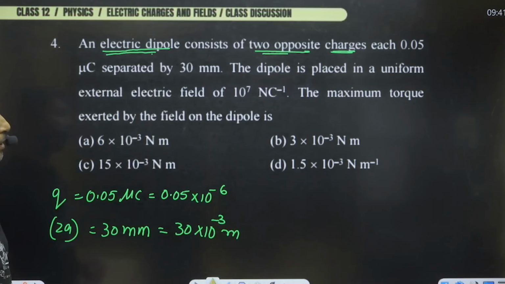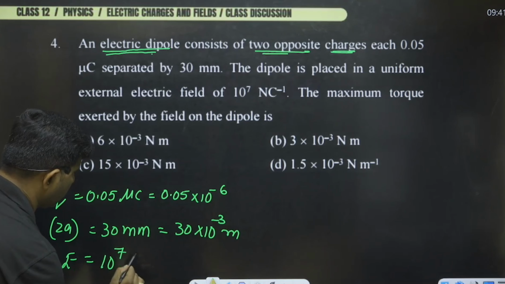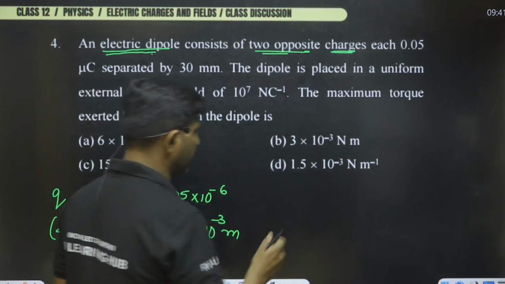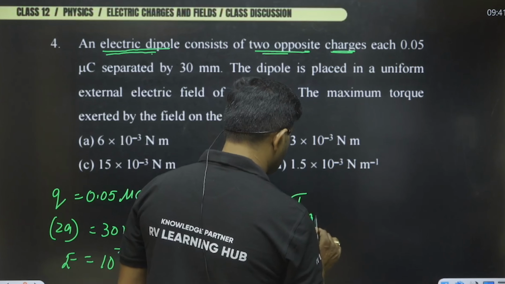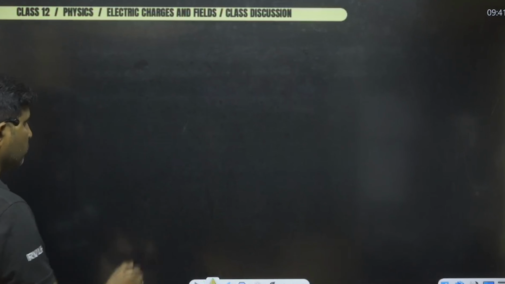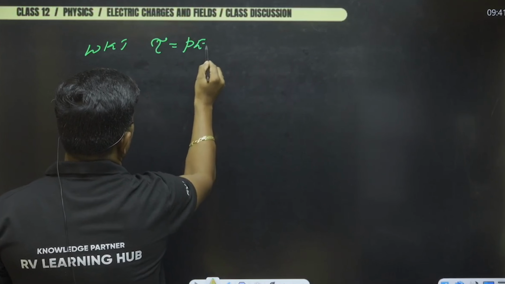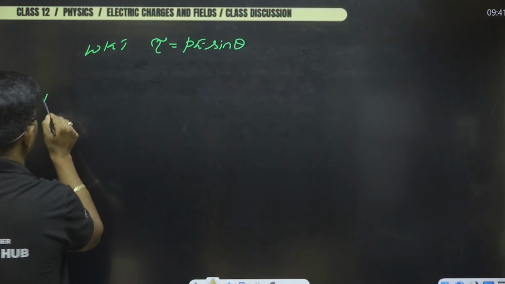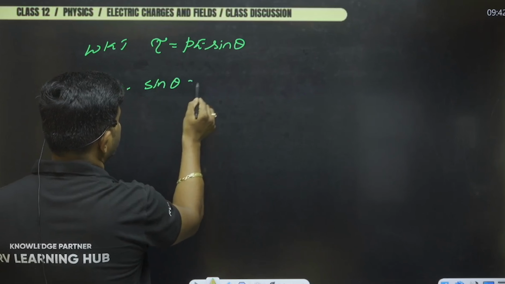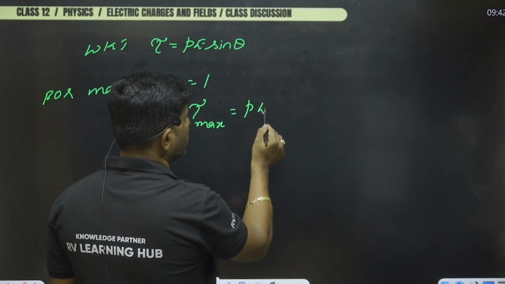So the dipole is placed in a uniform external electric field E equal to 10 to the power of 7 Newton per coulomb. The maximum torque we have to calculate. So see here, we know that the torque is equal to PE sine theta. For maximum, sine theta must become equal to 1. Therefore, the maximum torque will become equal to P into E.